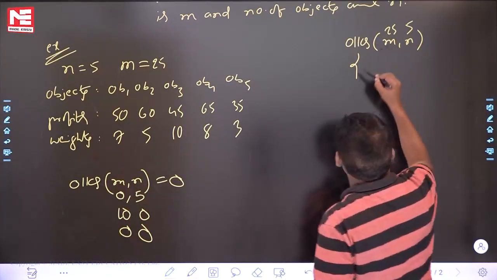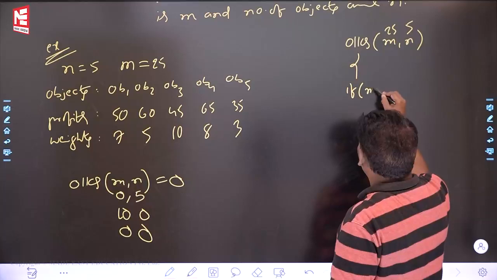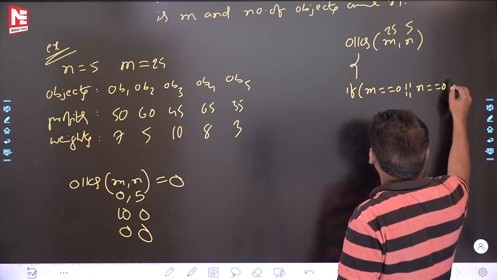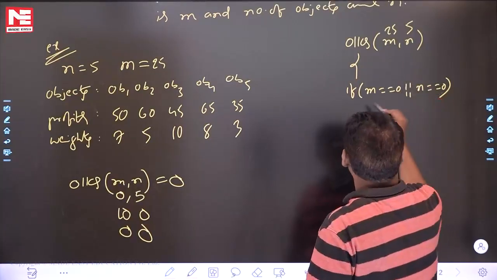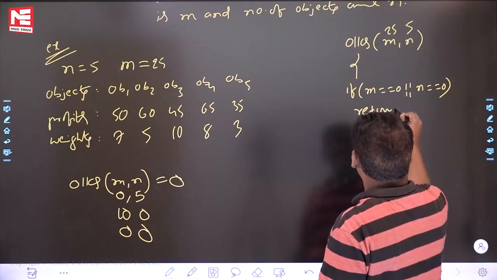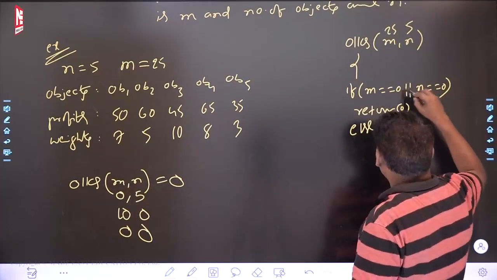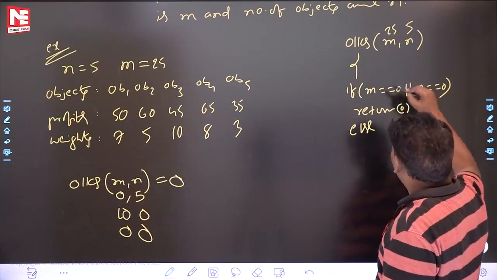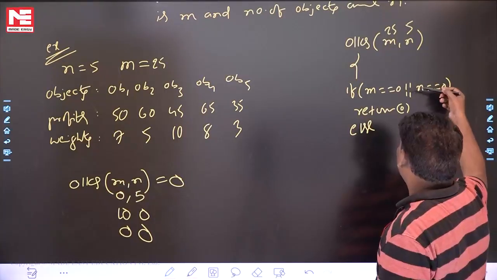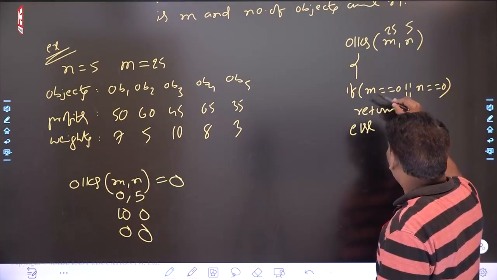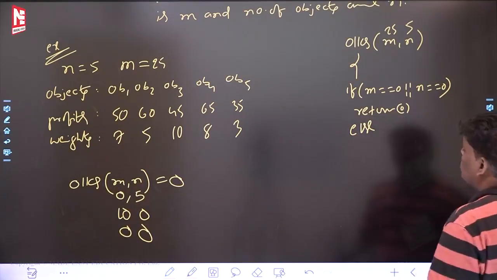See the answer. This is the way. If m is equal to 0 or n is equal to 0, capacity over or objects over, then what profit will you get? Return 0. That is okay. Else, listen: if this condition is true, capacity over, then 0 is the answer. Objects over, then 0 is the answer. Suppose this fails. What is the meaning? No one is 0.